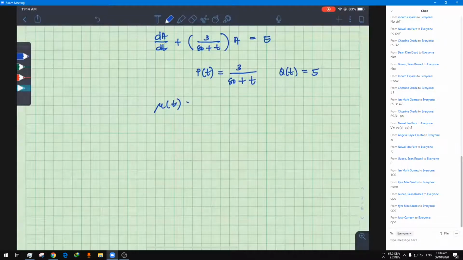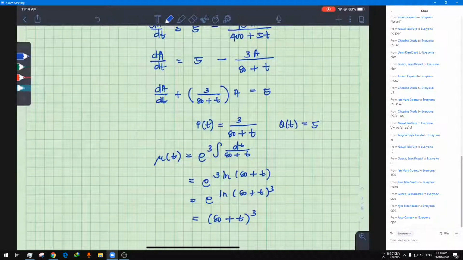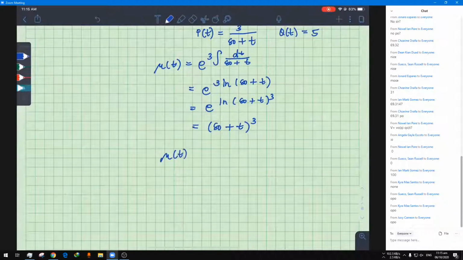So mu of T would be equal to E raised to, labas ko na yung 3, and then dt over 80 plus T. Or simply E raised to 3 the integral of dt over 80 plus T, which is ln of 80 plus T, or E raised to ln of 80 plus T raised to 3, or simply 80 plus T raised to 3. So now that we have our integrating factor, mu of T times A would be equal to the integral of Q of T, mu of T, dt.